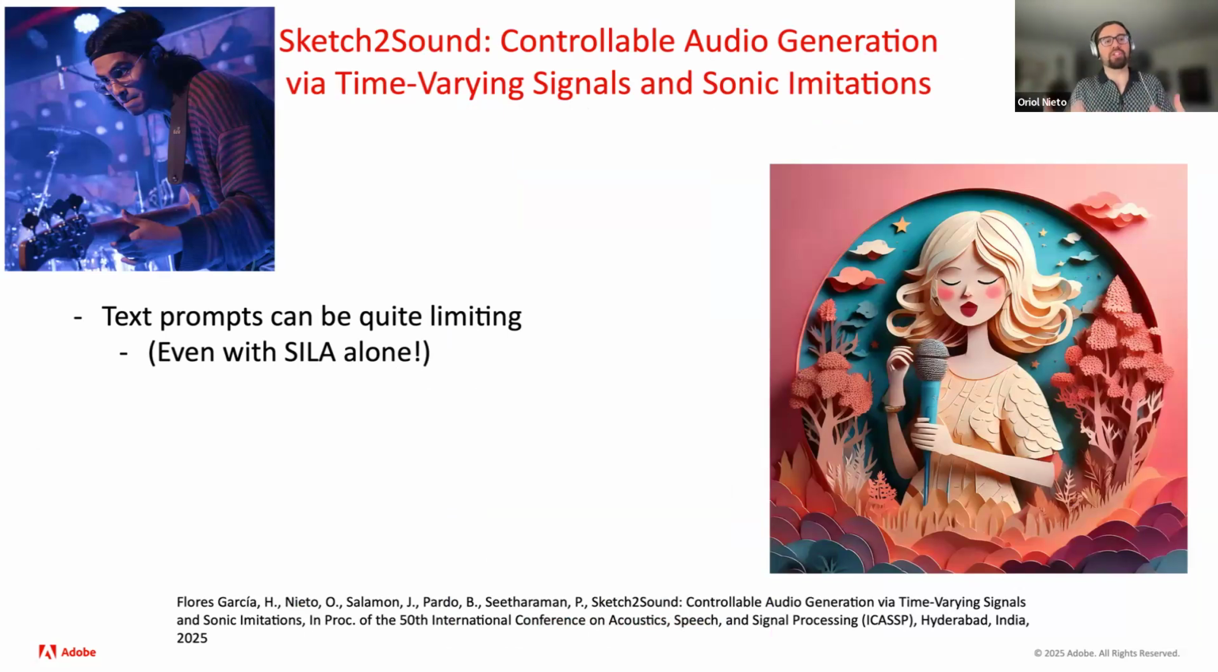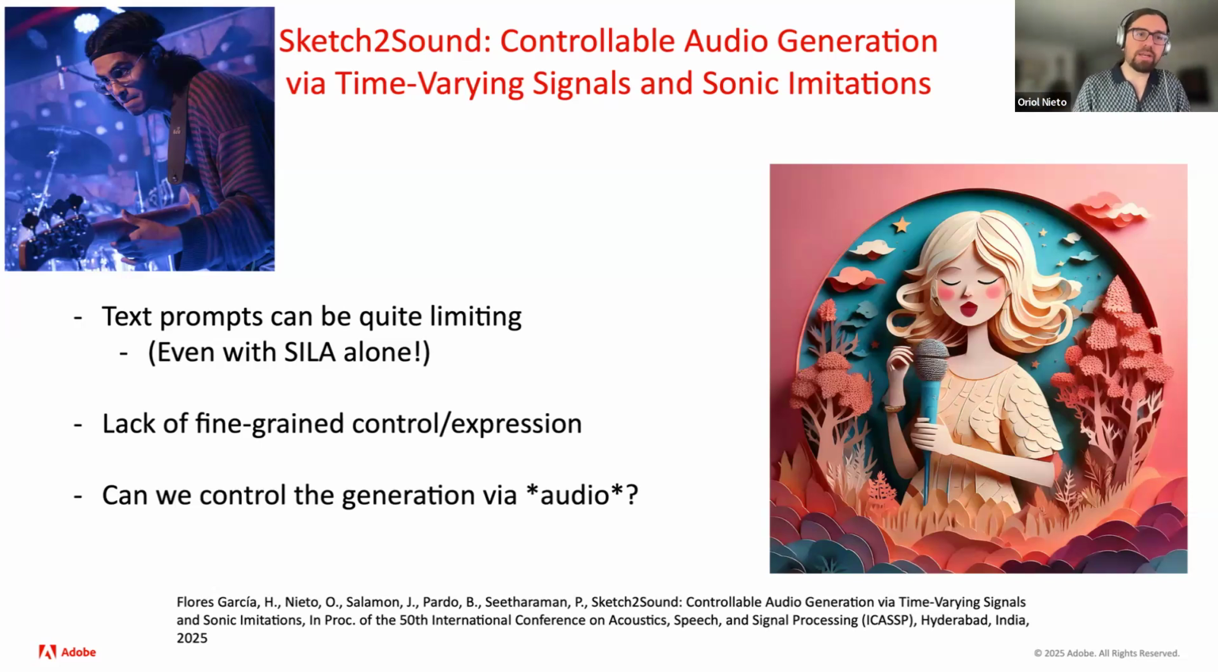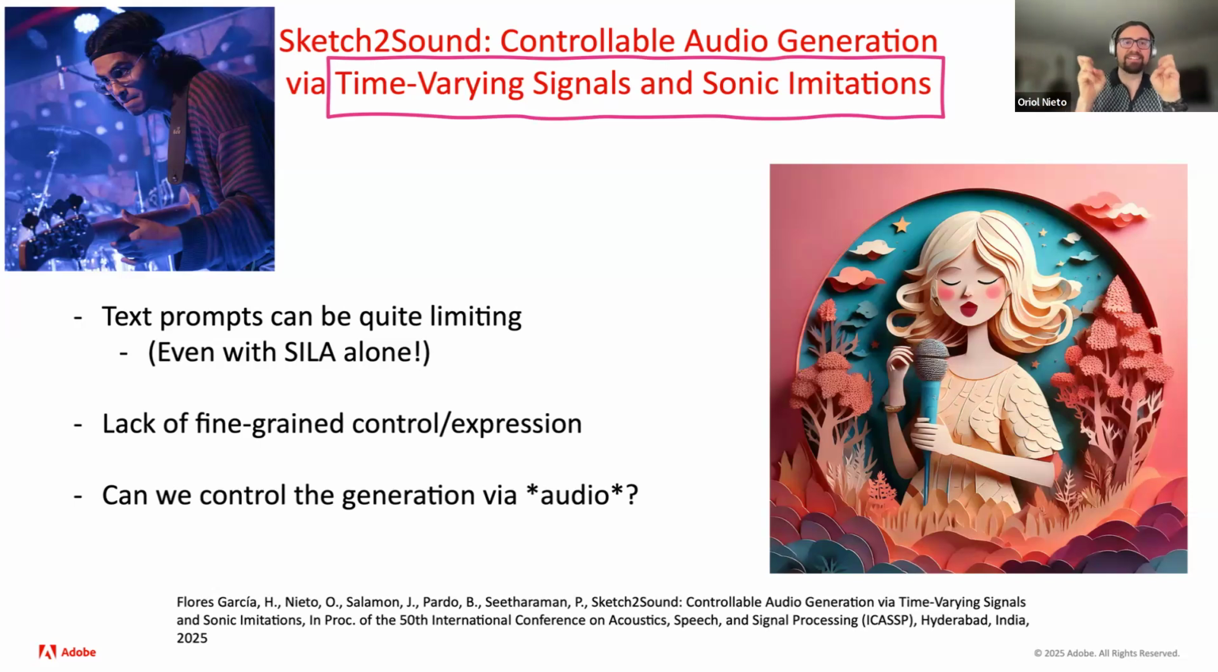So the motivation is that text prompts can be quite limiting, even with the Sila standalone addition that I just talked about. The problem is that there's a lack of fine-grained control and expression, like where in the generation do you want it to be louder or quieter, etc. So can we control the generation via audio? That audio is the time-varying signals. You can think of it as a time-varying signal, and you can do the imitations. You'll see why it is called that.